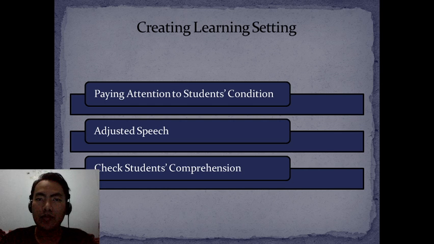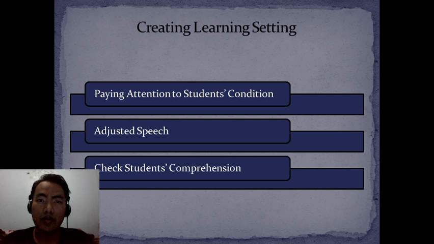And then the possible steps to create a learning setting. The first is to pay attention to students' condition. The moment we step into the classroom, we have to pay attention to students' condition or the classroom condition. Are they in fresh physically and motivated condition, or are they in exhausted or less motivated conditions? This is crucial to decide the next step in creating a learning setting, which is adjusted speech.